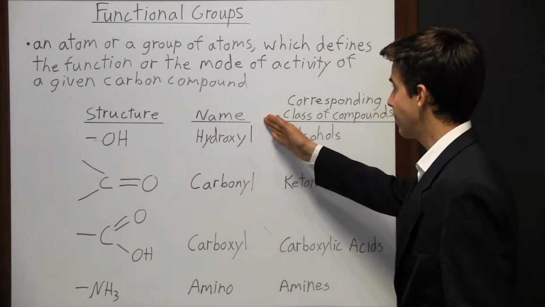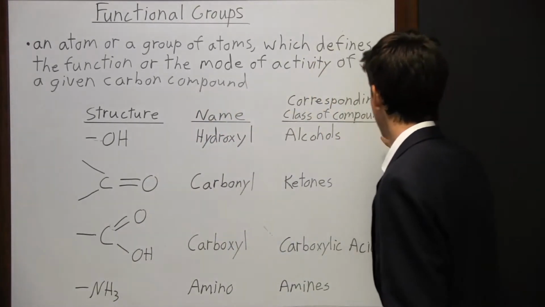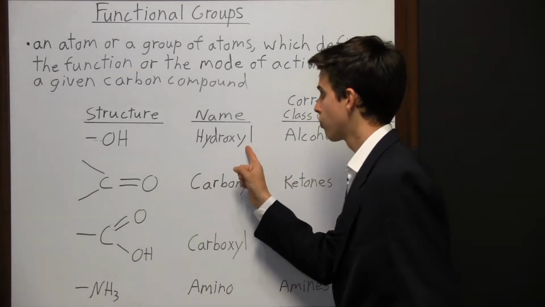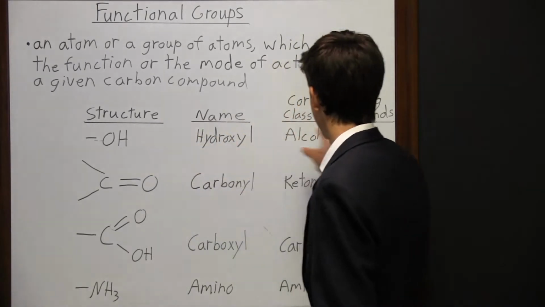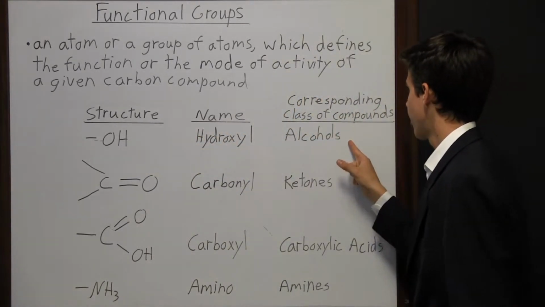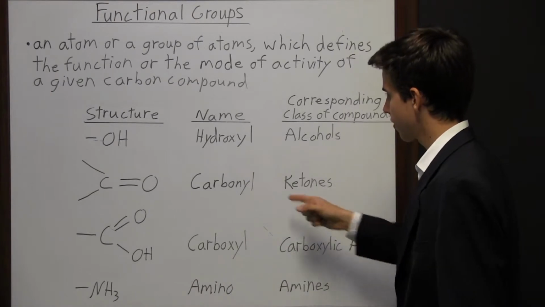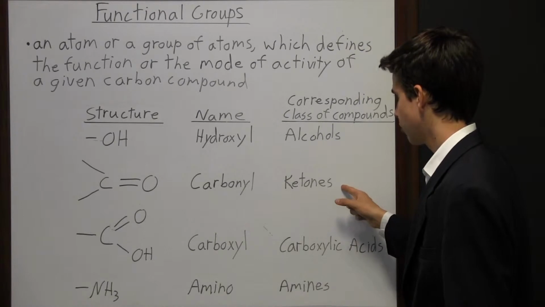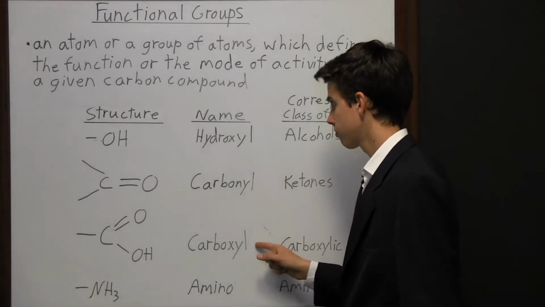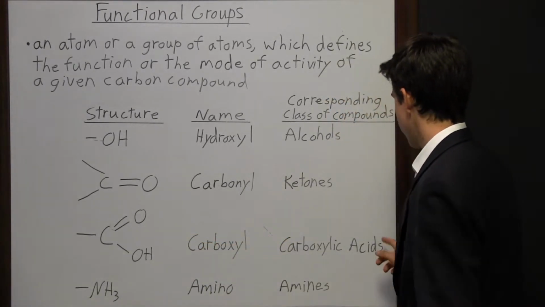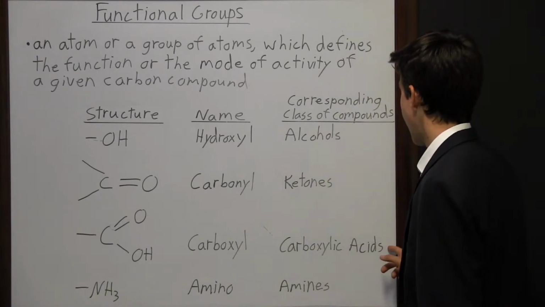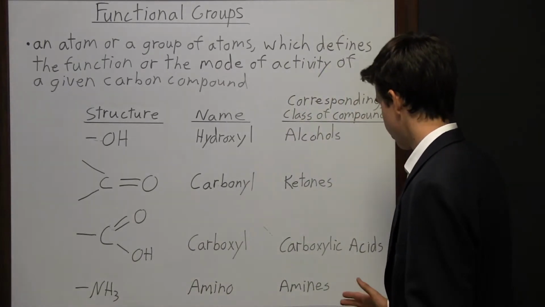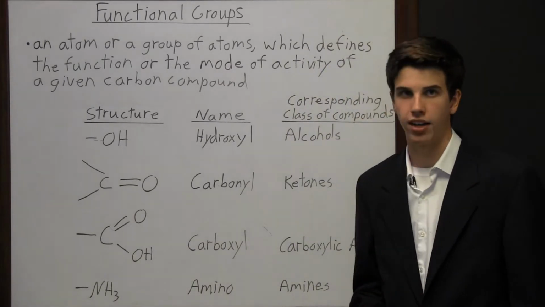So here we have the name of a functional group, its structure, and then the corresponding class of compounds that it's in. So hydroxyl is one type of functional group with this structure, and its corresponding class of compounds is the alcohols. Then we have carbonyl with this structure, which goes along with ketones. Then we have carboxyl with this structure, which is in the carboxylic acids. And then amino with this setup right here, which its corresponding class of compounds is the amines.